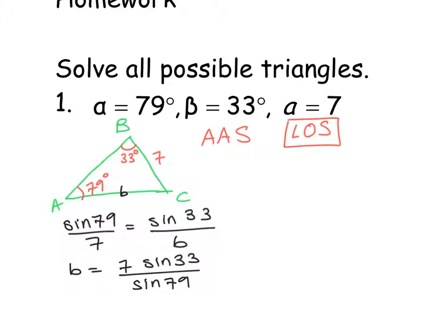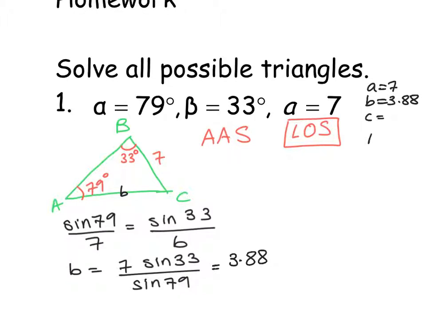And that will give me, since they did not tell me how to round, I'm going to round everything to the third decimal place. So 3.88. So I had A equals 7, B equals 3.88. Okay, I still need C.